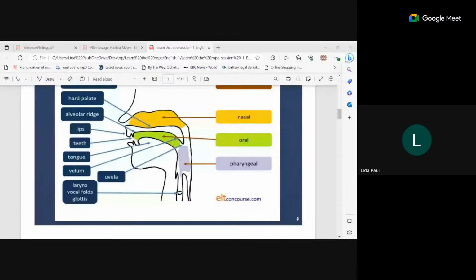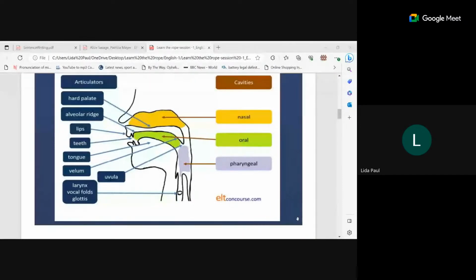Try to tell me about this a little bit. No? No idea? Okay, all right. Oh, someone has commented. Sorry, I was not looking at the chat. So, Anurag, it's the other way around. Sorry, is somebody speaking? Yeah, ma'am, if the velum is down, then the air passes through our nasal cavity.